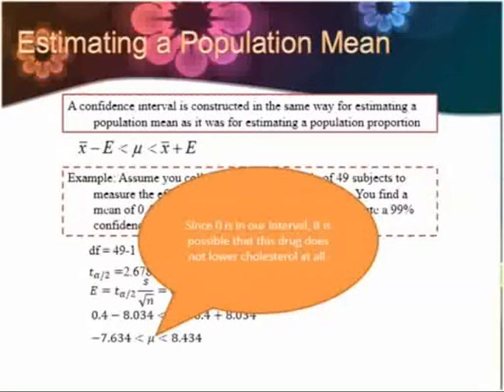Since 0 is in this interval, it is possible that this drug does not lower cholesterol at all. In other words, it could be that the mean amount this cholesterol drug would lower somebody's cholesterol is 0. In other words, this drug may be ineffective. And that's what this confidence interval is telling us. So even though our sample had a mean lowering cholesterol by 0.4 points, our confidence interval suggests that maybe that 0.4 is not significant enough to say that this drug actually has an effect.